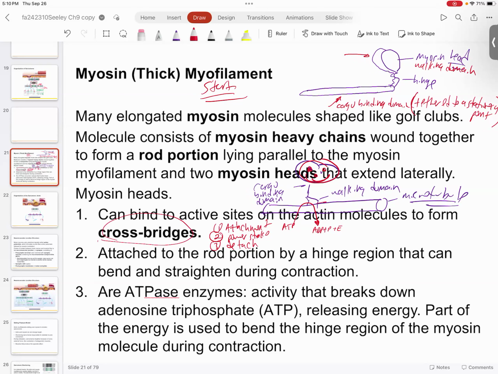But it does so with ATP. So ATPase, which is an enzyme, will basically break ATP into ADP and phosphate, and it'll release that energy. And so some of that energy is going to be used to bend the hinge region of the myosin, and then that will pull on the actin. Just like when your hands are grabbing onto the rope, energy will allow your muscles to contract and you will bend your hinge, in this case, like your wrist, and you'll pull the rope toward you.